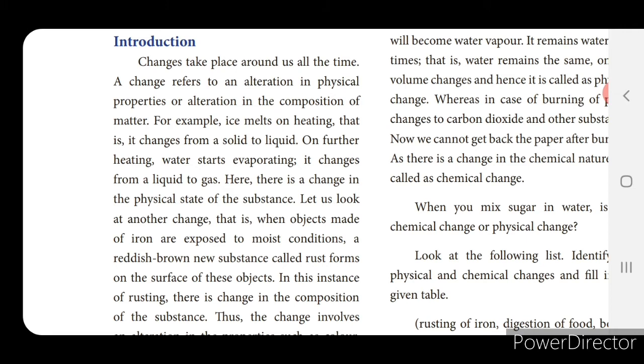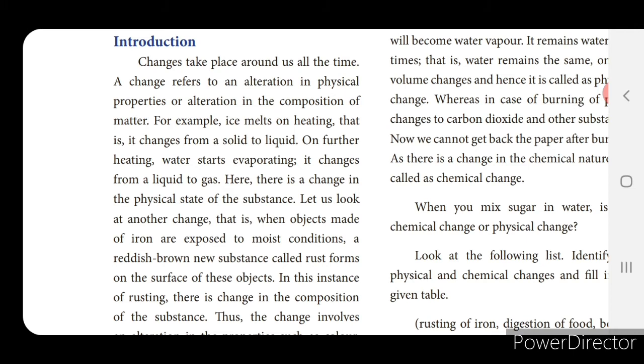A change refers to an alteration in physical properties or an alteration in the composition of matter. Physical properties means changing the state, the color, the smell, everything. Alteration in the composition of matter means the elements are converted into some products; new products will be formed. If a new product is formed, we call that a chemical change. If no new compound or new matter is formed, we call that a physical change.